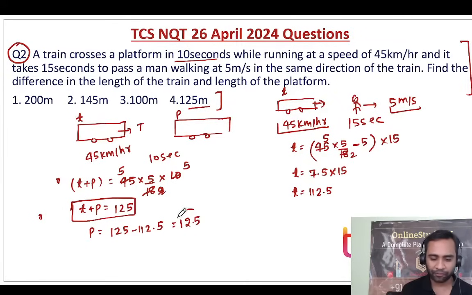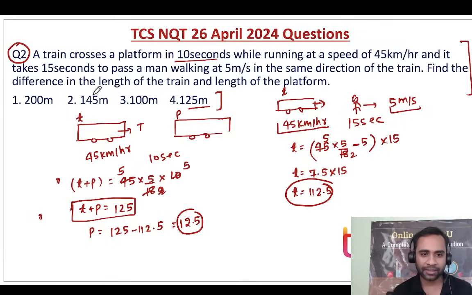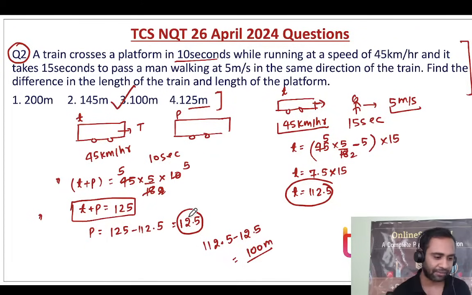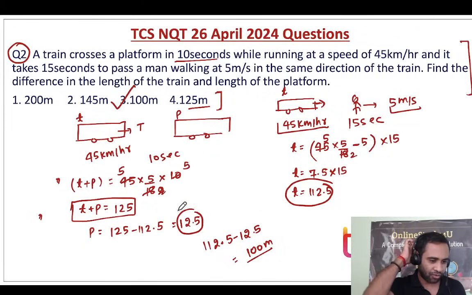So the length of the platform is 12.5 and the length of the train is 112.5. Now they are asking to find the difference in the length of the train and the length of the platform. So 112.5 minus 12.5 is nothing but 100 meter. So option 3 will become the correct answer. Now all of you have given the wrong answer, and the same thing also happens in the examination, right?